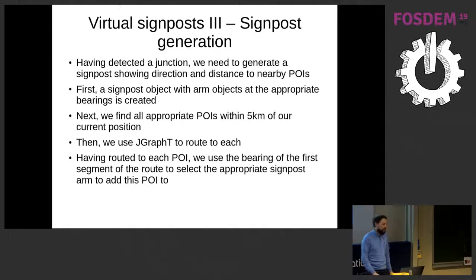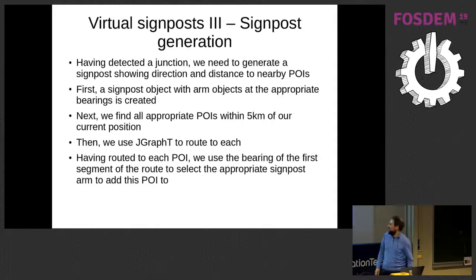So for example, if the route to, let's say, the Grand Place was 270 degrees, not sure exactly what it is, and one of my ways from my current point was at 270 degrees, then I would know that the route to the Grand Place would be along that way. So I add that point of interest to that way, and then the signpost arm pointing along that way will then contain Grand Place.